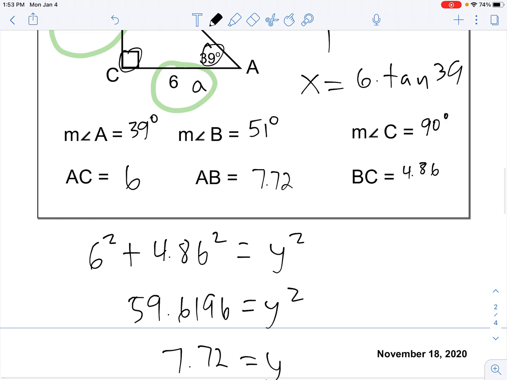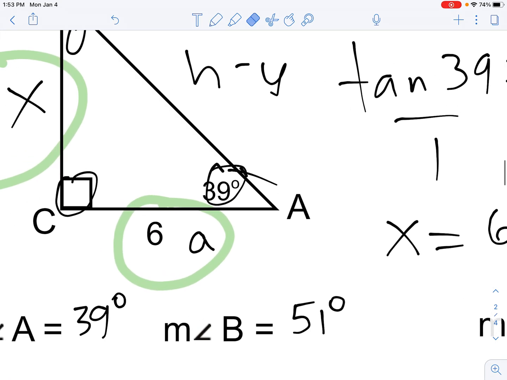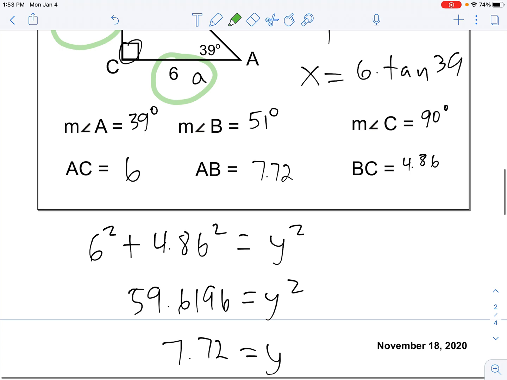That's how I would do it. If you want to go back here, using our information, you could have used the adjacent side and the hypotenuse and set up the cosine. But I think using the trig function and then the Pythagorean theorem is going to be a lot easier for us. So once you get that second side, use the Pythagorean theorem to get to the third side.